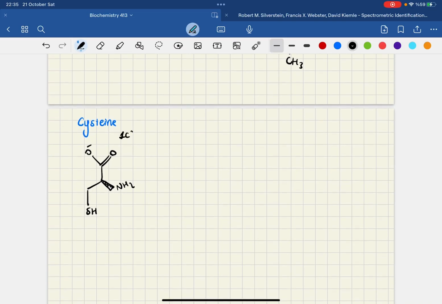Let's write it so that it will be easier for us to memorize. Now, you need to know the difference between glycine and cysteine. Cysteine has more S sounds, so it has a sulfur in its R group, whereas glycine has 2 hydrogens.